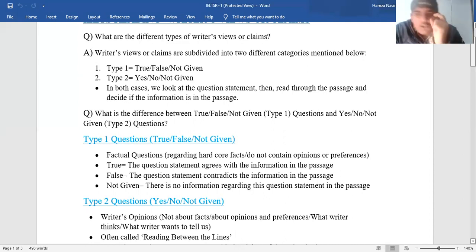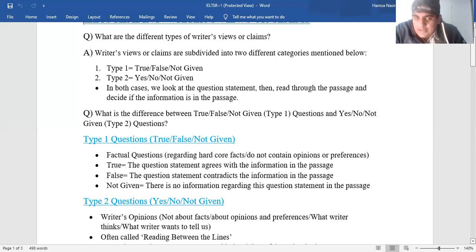Now, what does true actually mean? True means you've gone through the passage and then you look at the question statement. If what is mentioned in the question statement agrees with, or is verified, accepted or proved by the information in the passage, then the answer will be true. In case the information in the question statement contradicts or is rejected by the information in the passage, then in that case, the answer will be false.